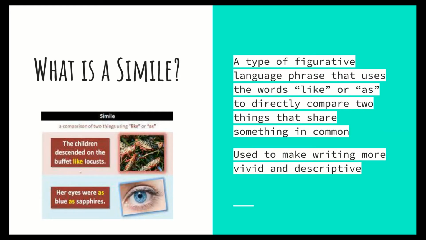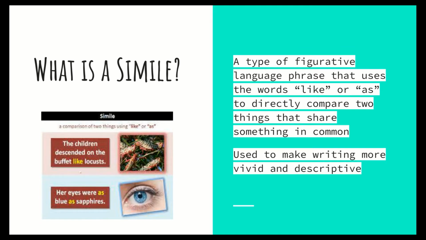So a simile, it's a type of figurative language phrase that uses the words like or as to directly compare two things that share something in common. Like I said earlier, it's used to make writing more vivid, exciting, and bright, and descriptive. So you'll know a simile if it has the words like or as. That's the biggest difference between a simile and a metaphor. A simile will always use the words like or as. A metaphor does not.